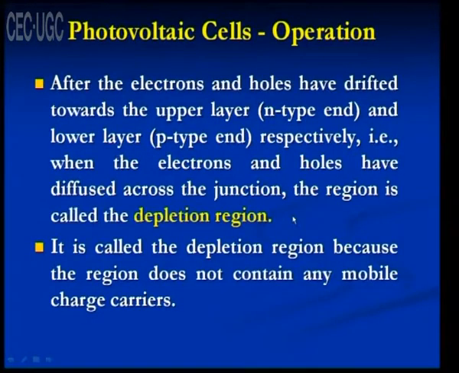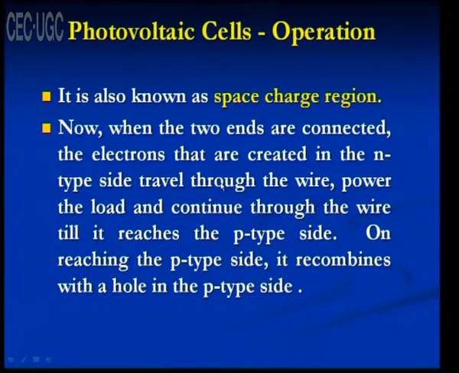It is called the depletion region because the region now does not contain any mobile charge carriers. Such a depletion region can also be called a space charge region. Now, when the two ends are connected in an external circuit, the electrons created on the n type side travel through the wire and can power the load and continue through the wire till they reach the p type side on the other end.